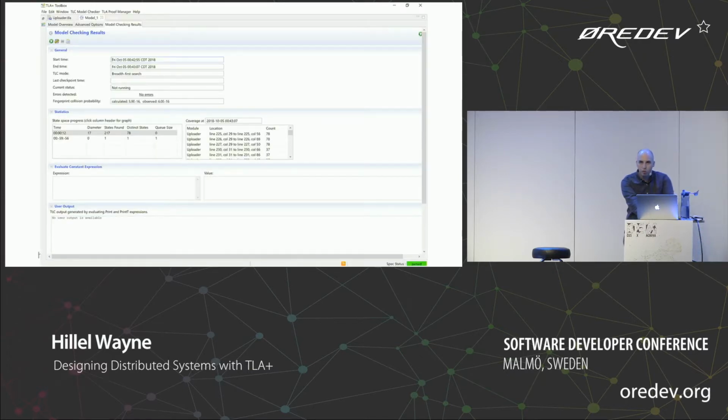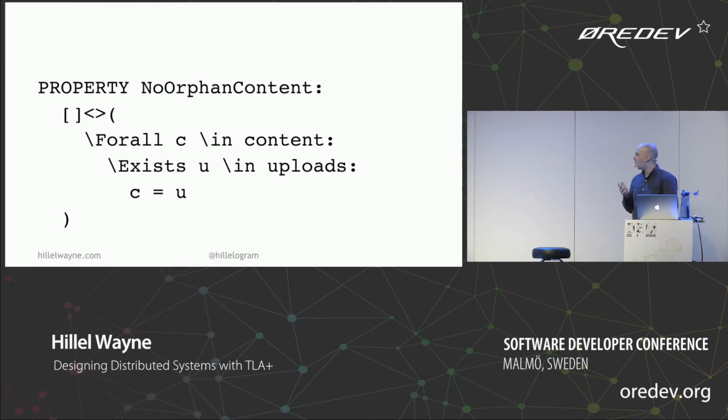So now let's finally specify a property. This is the property I want to define, no orphan content. What this says is that for every piece of content that exists, there must exist a corresponding upload that matches it in both ID and version.